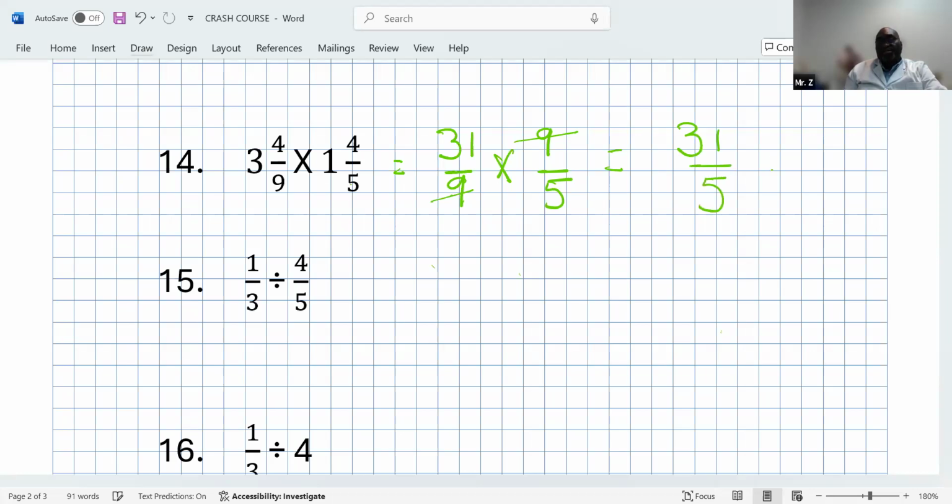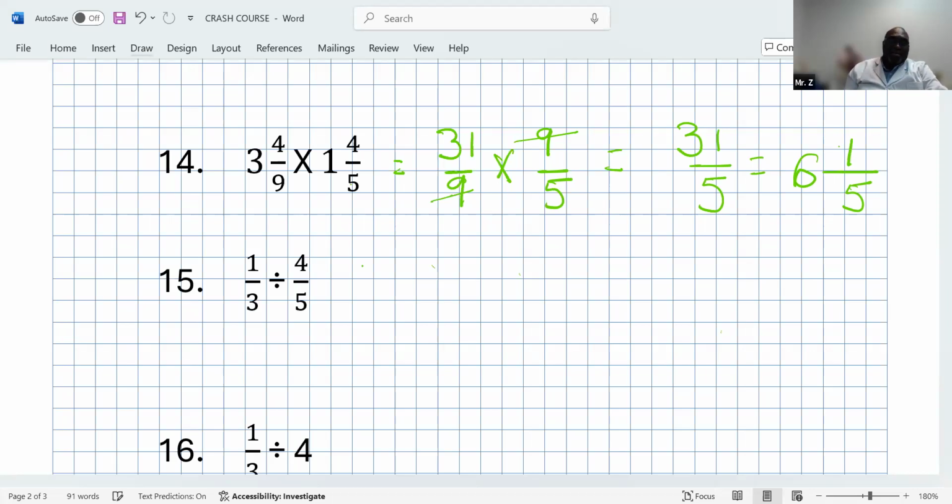What kind of fraction is this? This right here, it's an improper fraction. So I'll keep 5 over there. How many times does 5 go into 31? It's going to go 6 times. 6 times 5 is 30, the difference between 30 and 31 is going to be 1.